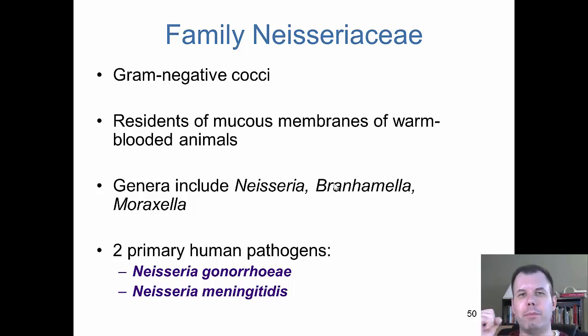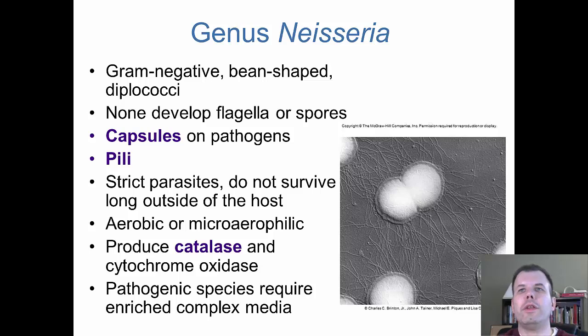So they're going to stain red or pink on the Gram stain. Okay, so what do these guys look like? Well, again, they're diplococci, a lot like the Strep pneumoniae. They do not develop flagella or spores. They do have capsules, and you can see the capsule around the bacteria here, and they do have pili, which allows them to exchange genetic information.